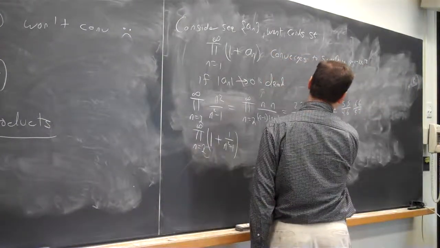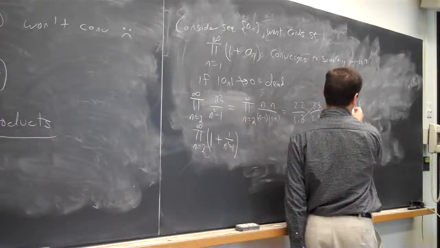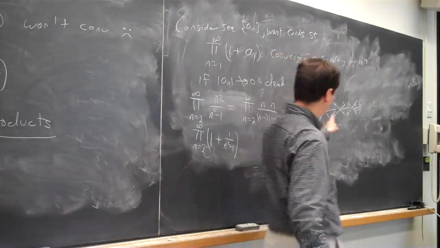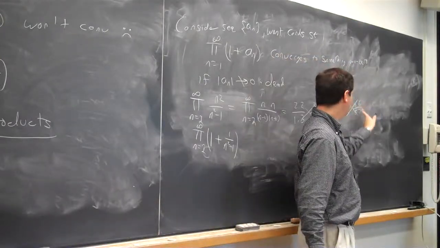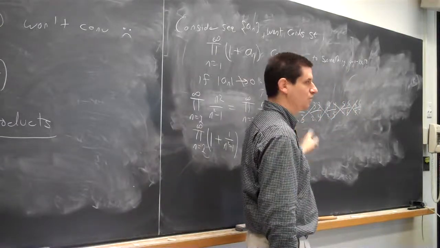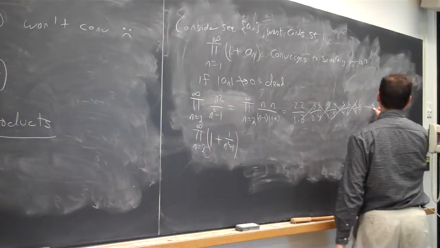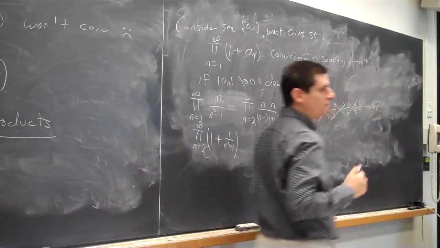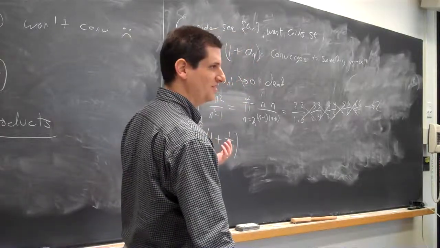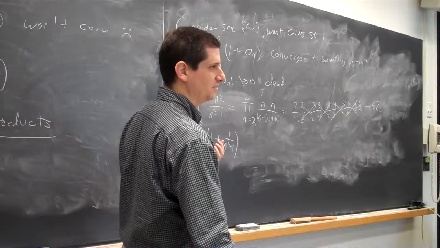These 2's cancel, these 3's cancel, these 4's cancel, these 5's cancel, these 6's cancel. And as I march down the line, this number is going to get closer and closer and closer to 1, and then multiplied by 2. So what does this product converge to? It converges to 2. So it's possible to have an infinite product of terms greater than 1 and have it converge to something finite.